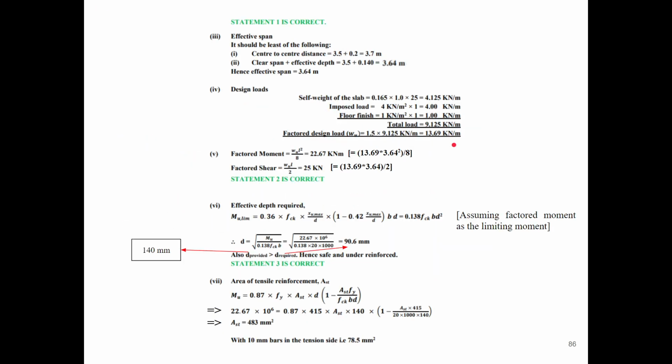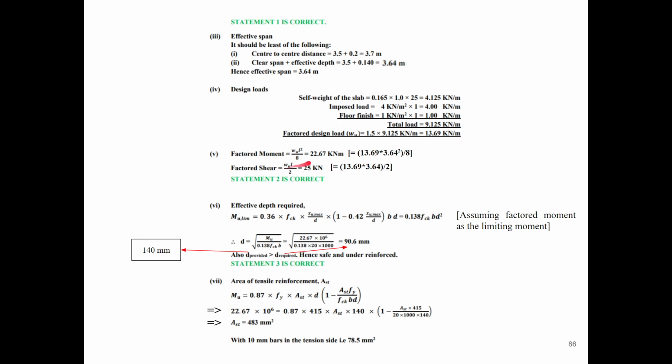Okay. Next, effective span will be the least of center to center distance and clear span plus effective depth. So that will be 3.64 meter. Okay, so design loads. Self weight will be 4.125 kilonewton per meter, imposed load 4, and floor finish 1. So total load will be 9.125 kilonewton per meter. So factored design load WU will be 1.5 times 9.125, which is 13.69 kilonewton per meter.